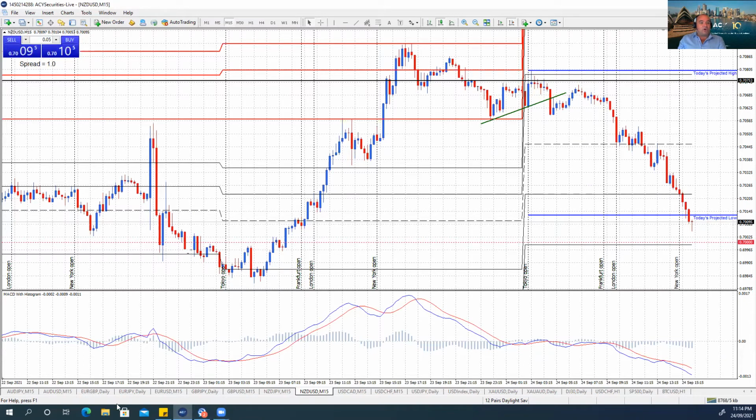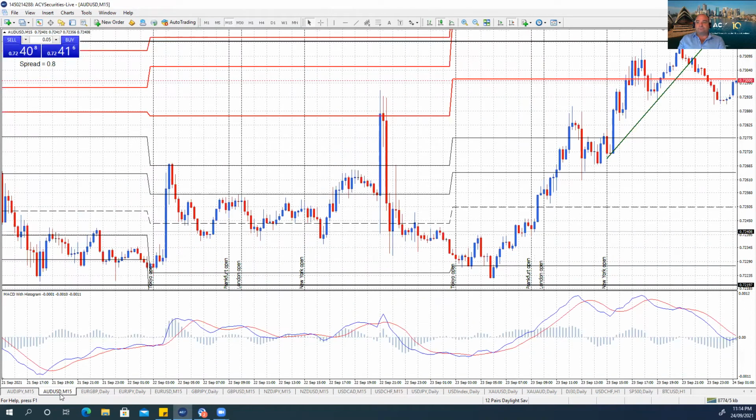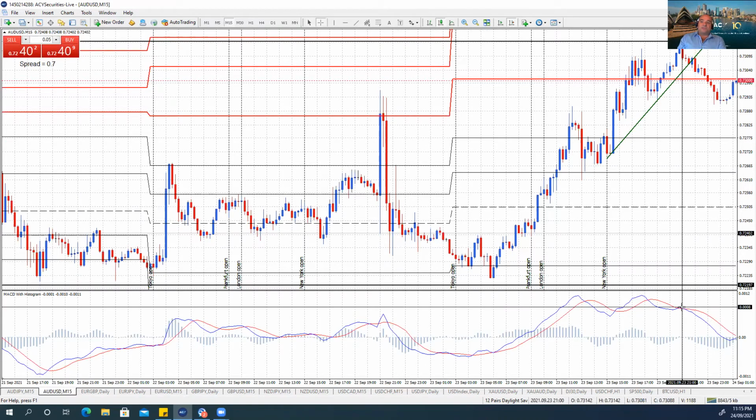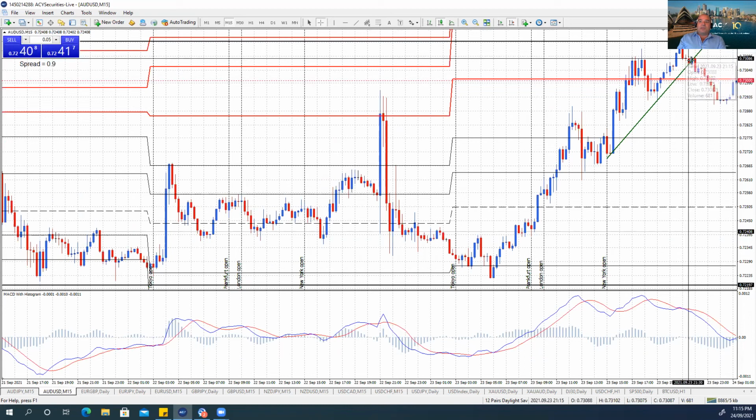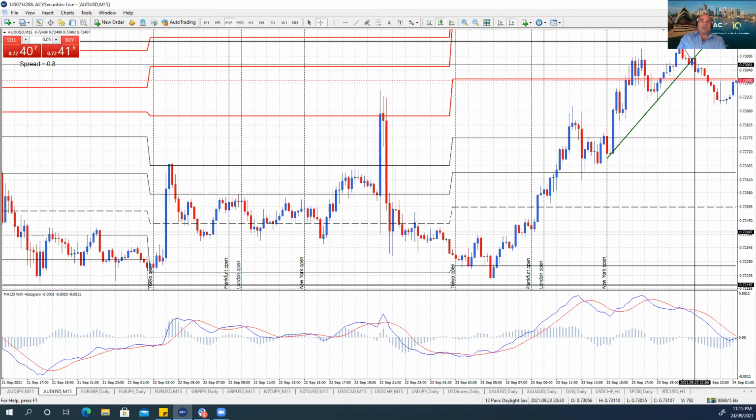So let's have a look at the Aussie against the US dollar. Very similar scenario. Look at the black line. That's your daily previous support now becoming resistance. So that black line, price goes up, trend line break, your MACD's crossing down in the red zone, just where I'd like to be a seller. So we get this situation here. We're risking 11 pips, 12 pips, okay?